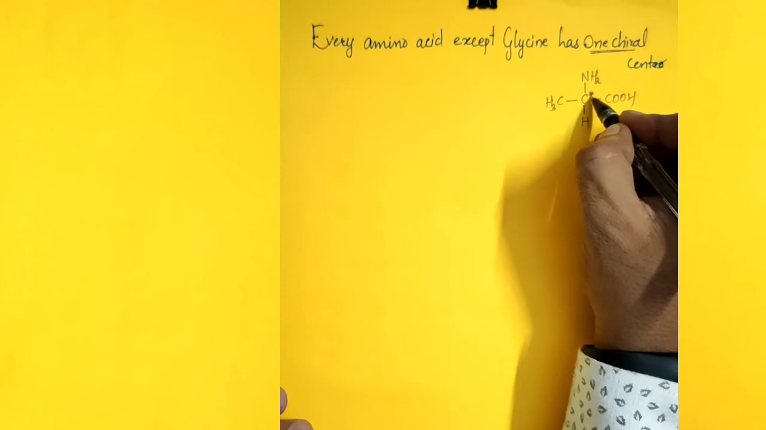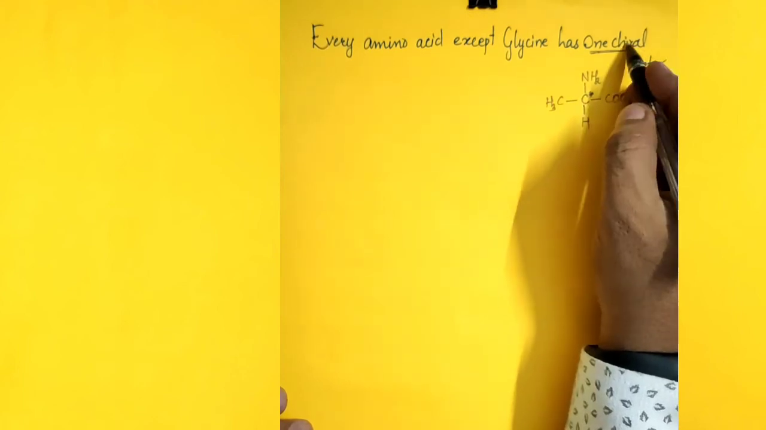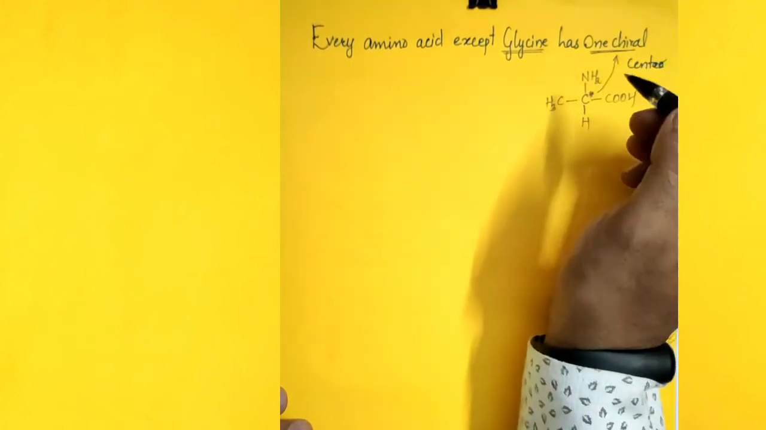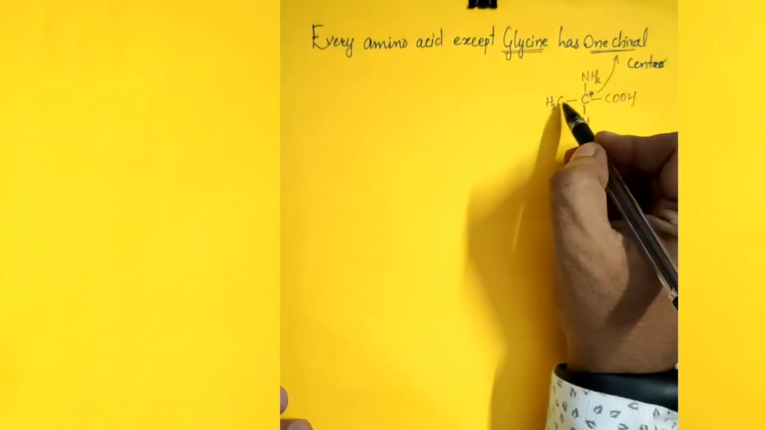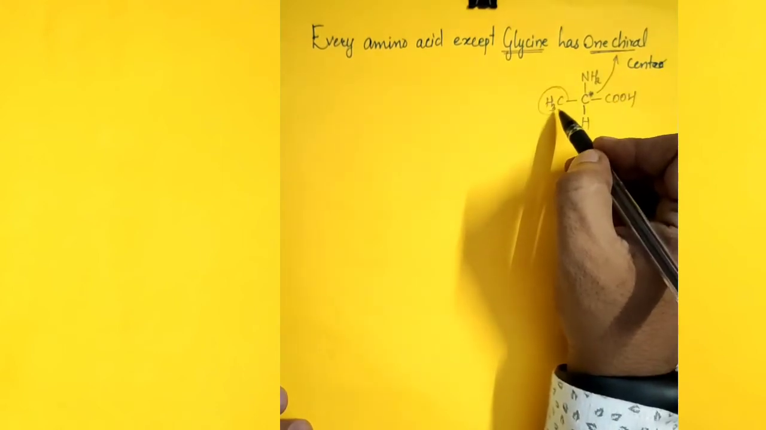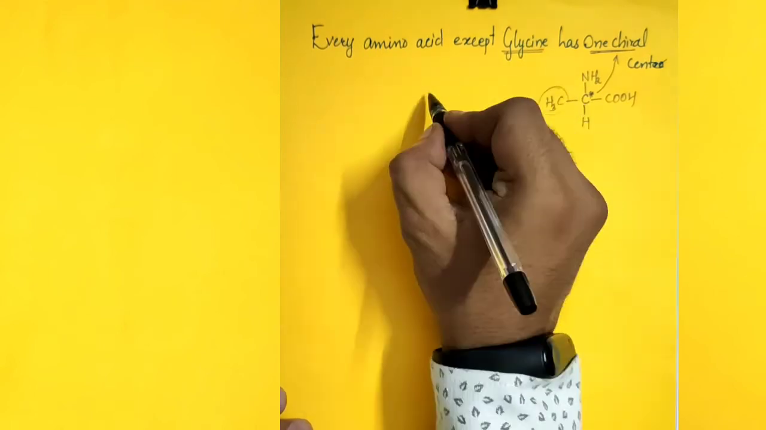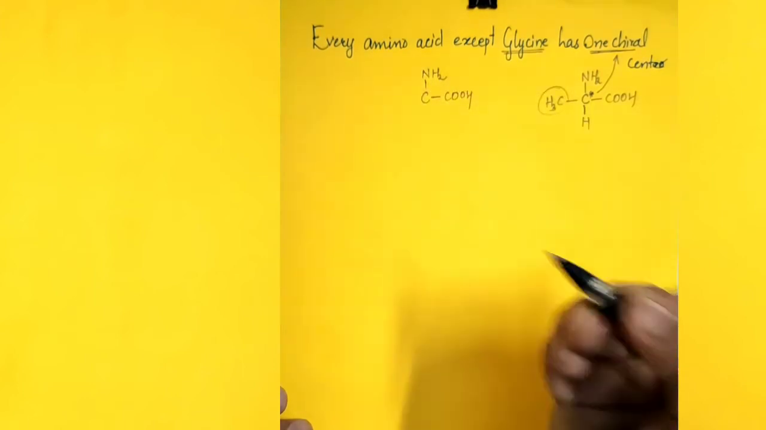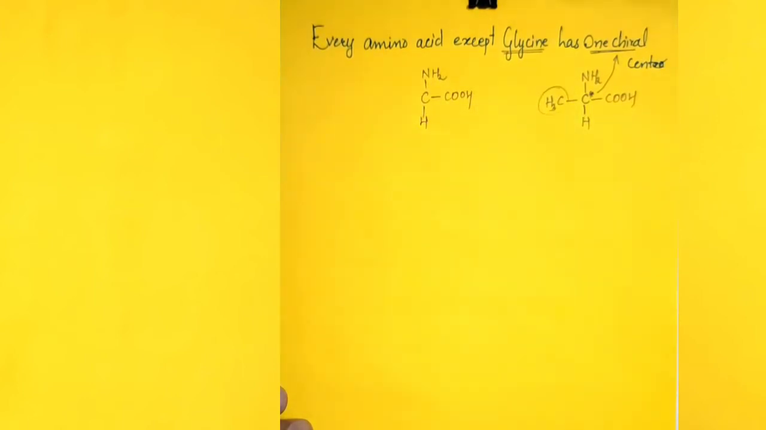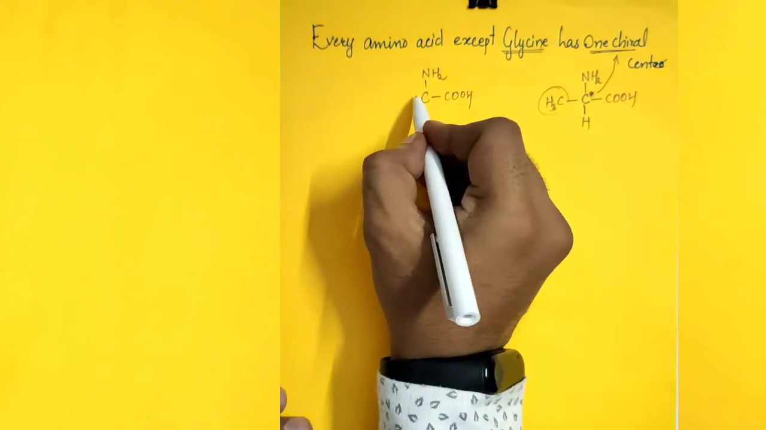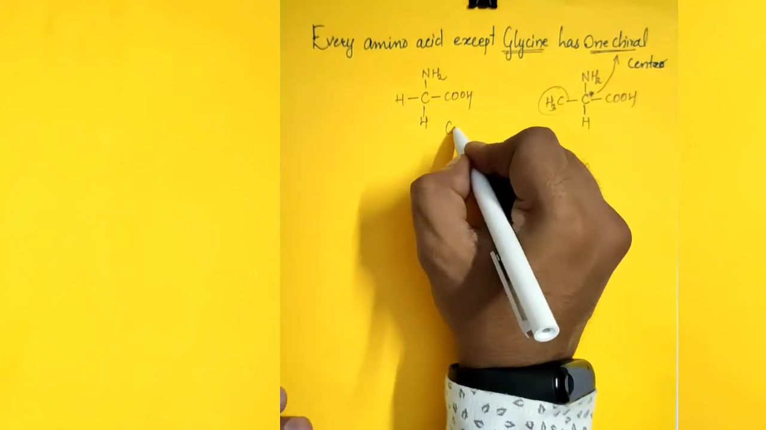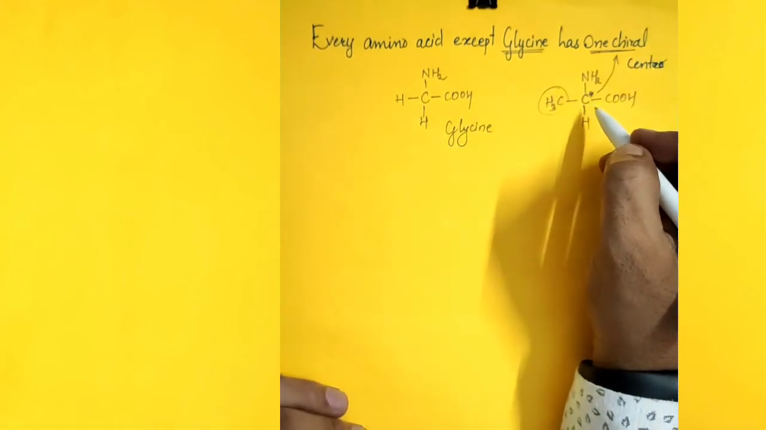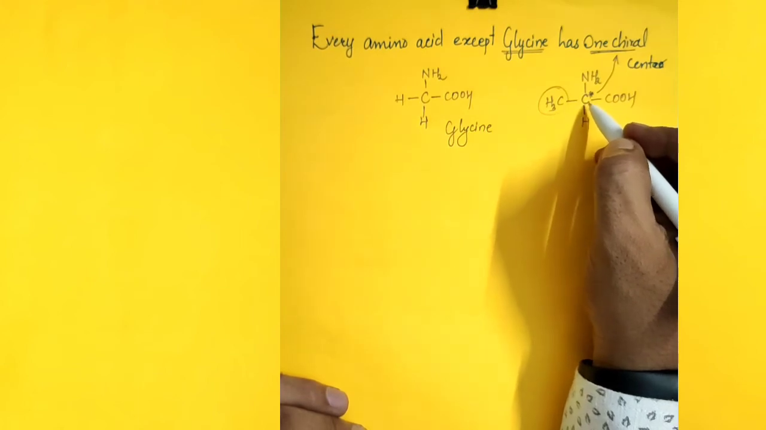It is represented by an asterisk. A carbon with an asterisk means a chiral carbon. In glycine we do not have a chiral carbon, because instead of CH3 as the R group we have hydrogen. Glycine has COOH, NH2, hydrogen, and hydrogen. This is the structure of glycine. So glycine does not have a chiral carbon, and all other amino acids contain at least one chiral carbon.